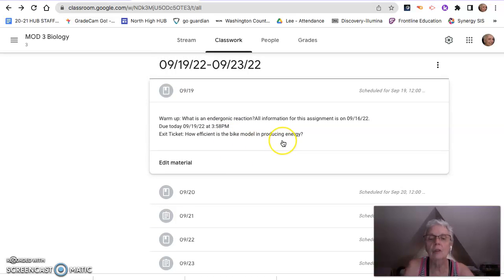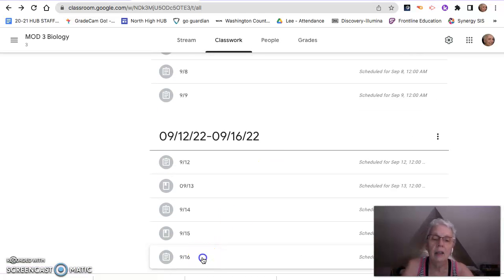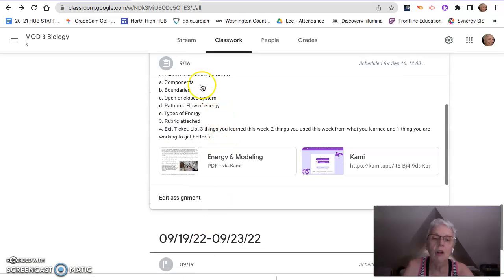And then you'll answer this exit ticket question: how efficient is the bike model in producing energy? Okay, so that's everything you need to know for the 16th and the 19th of September. Please make sure you understand this is a 2-day assignment. Do the best you can and make sure that you are labeling all of these parts on your Cami export.